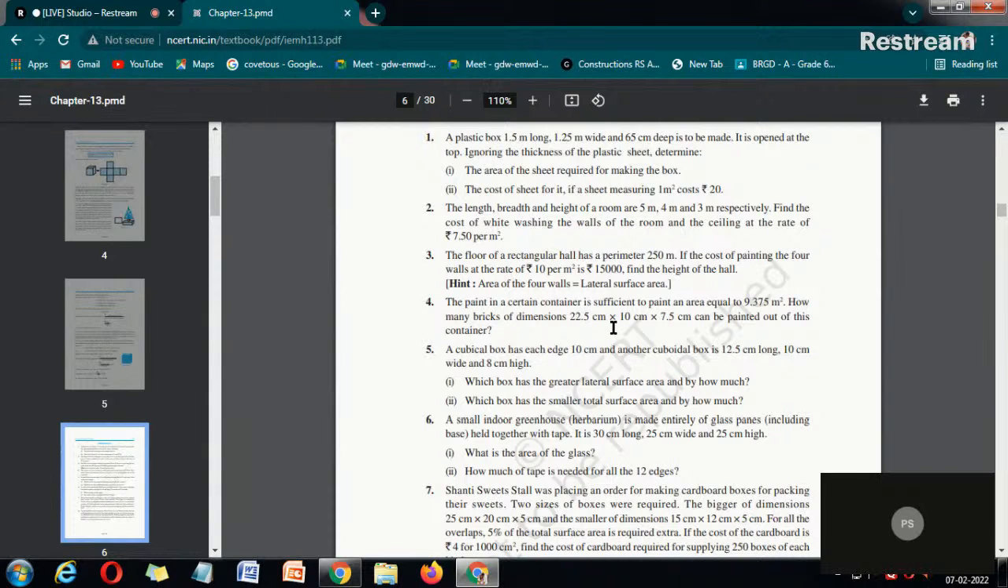Okay, so that will be the answer, that means 67 into 7.50. The answer is 500 and rest 555 is our answer. Clear? Going with our third question.